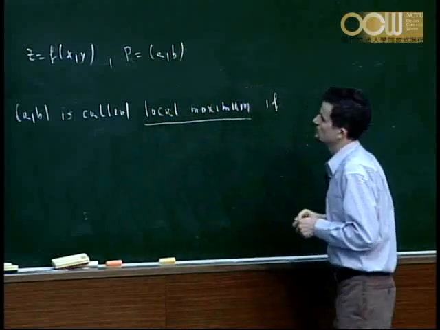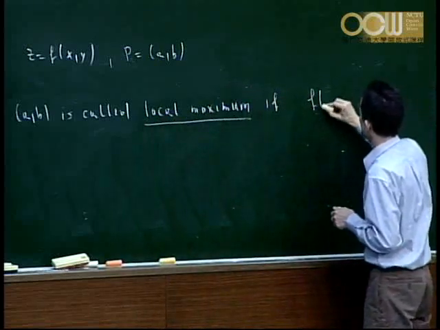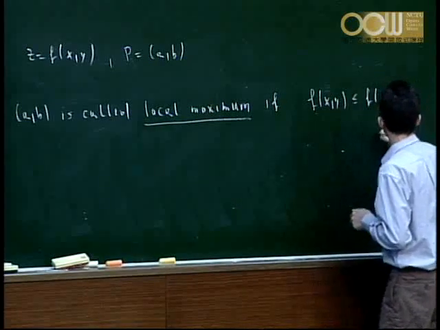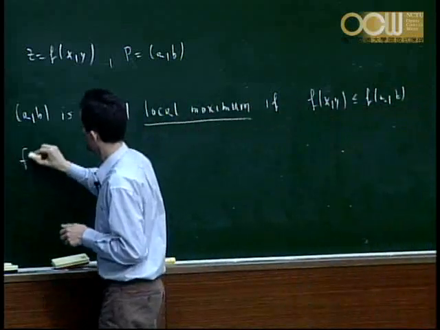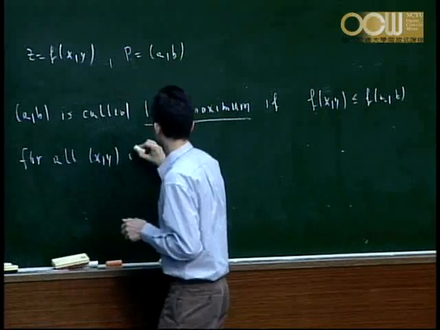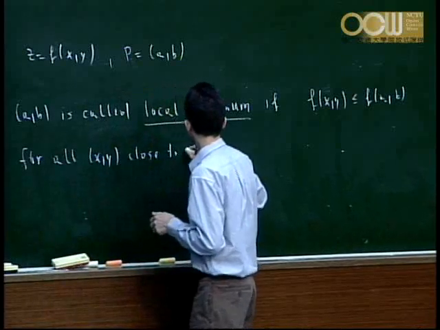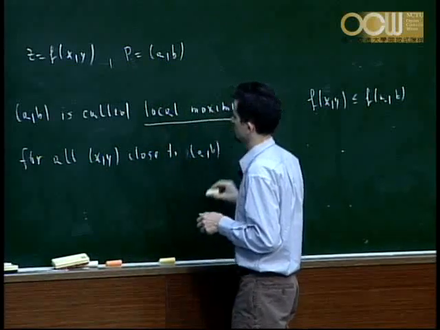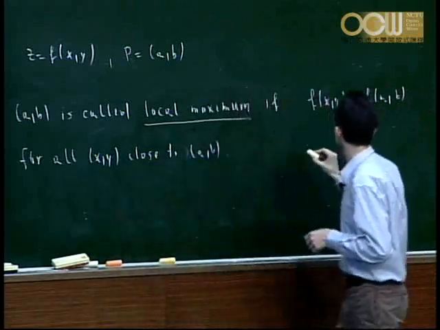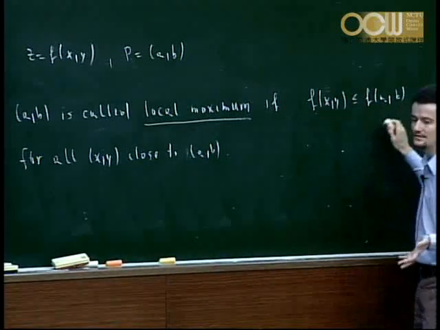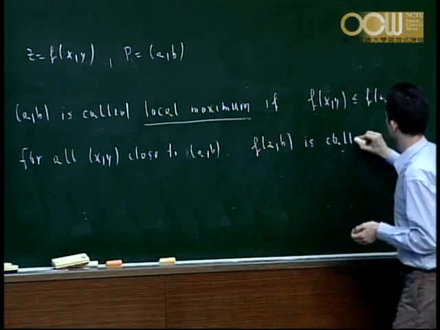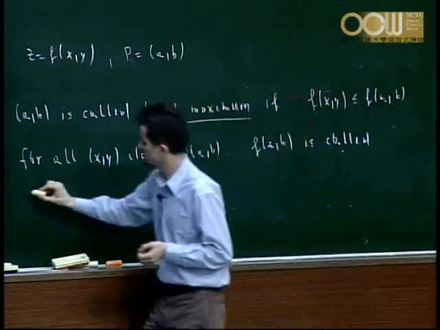If f of x, y is smaller or equal than f of a, b for all x, y close to a, b. Okay, and similar we have, so this is local maximum, and f of a, b is then called local maximum value.